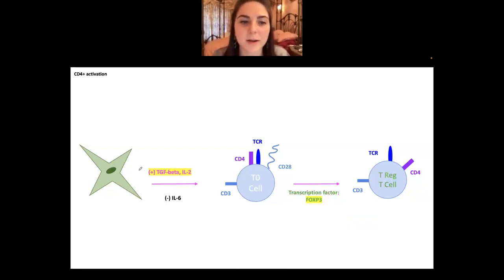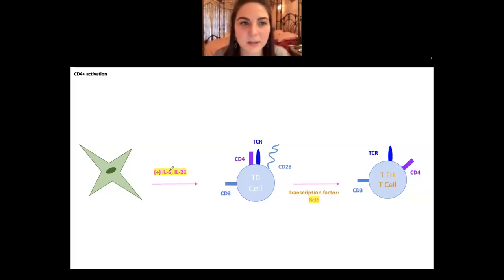Okay, and then if the T cell is releasing TGF beta with IL-2, it's going to upregulate FOXP3. This is probably the most important one to know. I actually have never seen anyone refer to it as a Treg. It's always FOXP3 positive. So FOXP3, these are your Tregs.